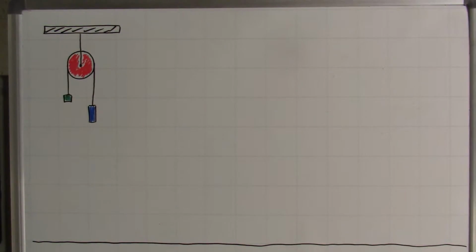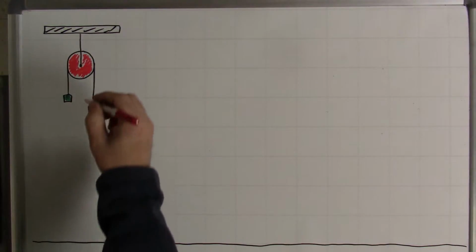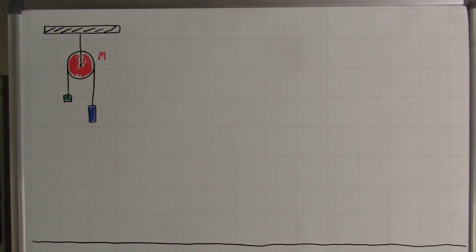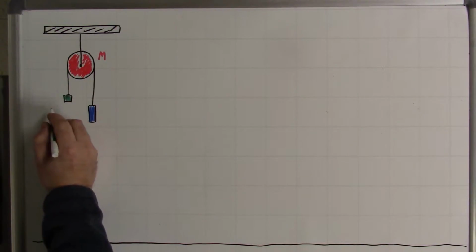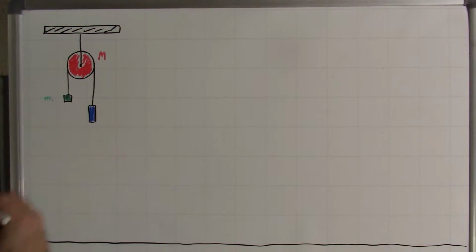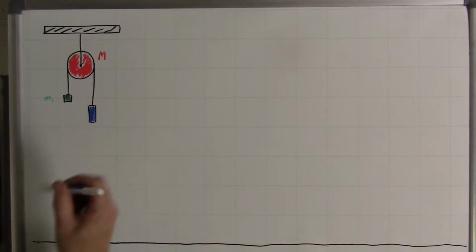All right, today we're going to do the big pulley assessment. So what we have here is a large pulley of mass, we'll call it big M, and then we have two small weights on the pulley. This little green one here we'll call M1, and this big blue one here we'll call M2.